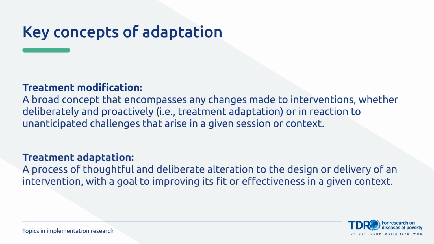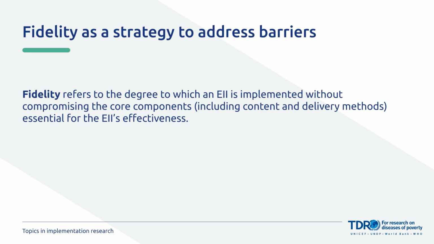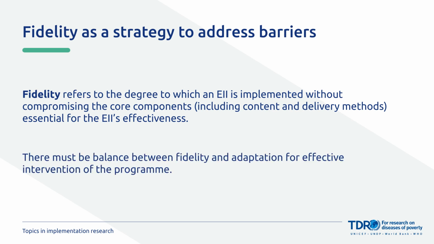Treatment adaptation involves purposeful alterations to the design or delivery of an intervention to improve its fit or effectiveness in a given context, while preserving its core functions. For example, this might include repackaging a vaccine for ease of administration in areas that may lack infrastructure to maintain the potency in its original package format. Treatment fidelity refers to the degree to which the delivery of an evidence-informed intervention aligns with its original protocol or intended design. Striking a balance between fidelity and adaptation is crucial for ensuring the effectiveness of interventions.